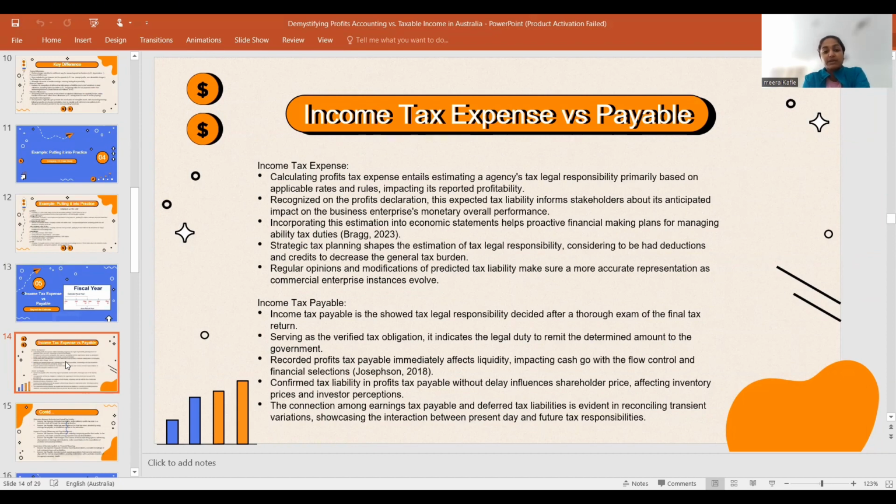Now, let's talk about income tax payable. Income tax payable is the sole tax legal responsibility decided after a thorough example of the final tax return. Serving as the verified tax obligation, it indicates the legal duty to remit the determined amount to the government. Confirm tax liability in profit tax payable without delay influence shareholders' price affecting inventory prices and investor perceptions. The connection among earning tax payable and deferred tax liabilities is evident in reconciling transient variations, showcasing the interaction between present day and the future tax responsibility.